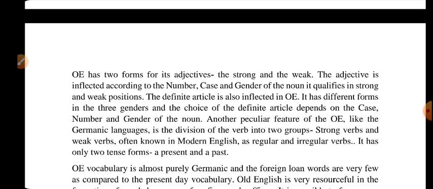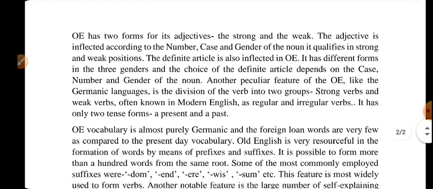The definite article is also inflected in Old English. It has different forms in the three genders, and the choice of the definite article depends on the case, number and gender of the noun. Another peculiar feature of Old English, like the Germanic languages, is the division of the verb into two groups, that is strong verb and weak verb, often known in modern English as regular or irregular verbs. It has only two tense forms, that is a present and a past tense.